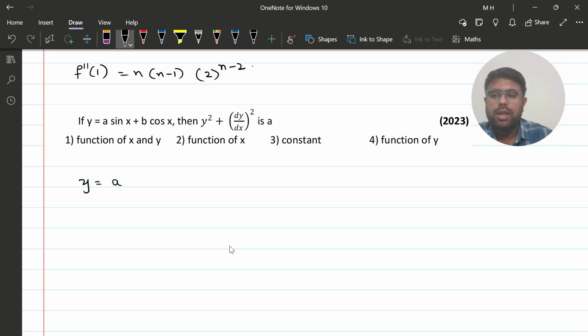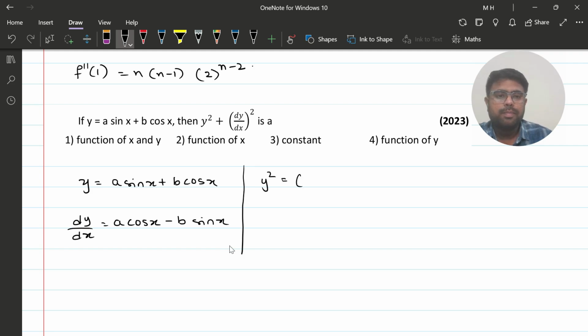Y is equal to a sin x plus b cosine x. Okay, and what is going to be dy by dx? It is going to be a cosine x, and b cos x derivative is minus sin x, so that is what you have. And then y square is going to be, I'm extremely sorry, a sin x plus b cos x whole square, and dy by dx whole square is going to be a cos x minus b sin x whole square.